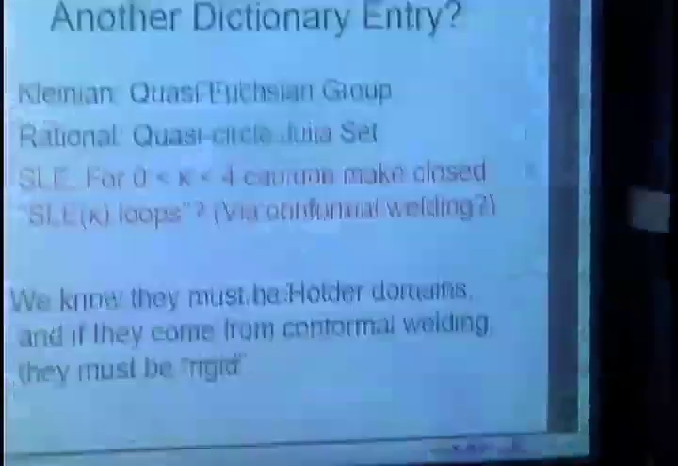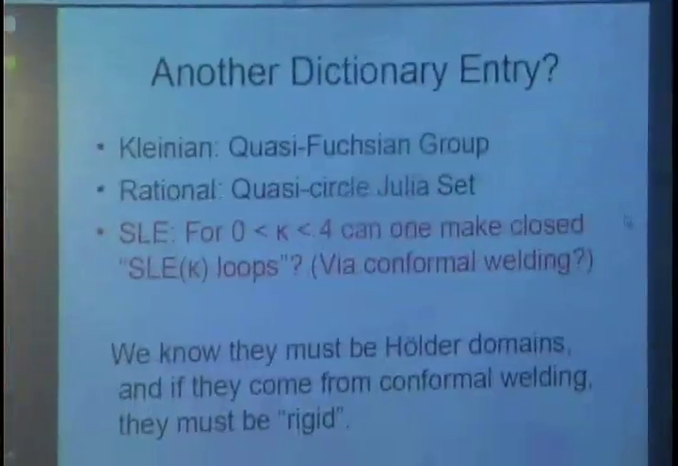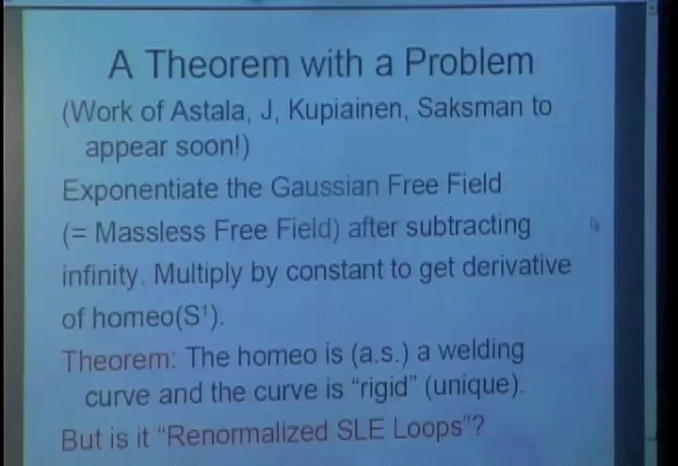But strangely enough, we don't have a way of getting loops from any of these models, and I want to show you now a theorem that provides loops. So there's something called the Gaussian free field, and we're going to exponentiate it after subtracting infinity, and we multiply by a constant, and then we get the derivative of a homeomorphism of S1. And the theorem is this homeomorphism gives rise to a welding curve, and the welding curve is rigid and unique because you have Hölder domains. And the question is, okay, so there's a theorem. We can make these loops out of a very similar probabilistic process, but we don't know that they're SLE. And now the time dynamics has completely disappeared. There's no time. These are static.